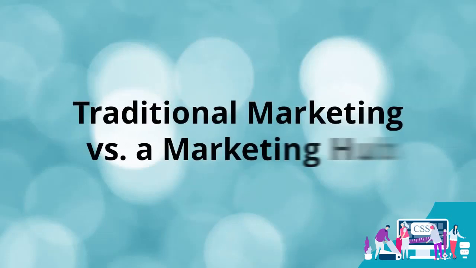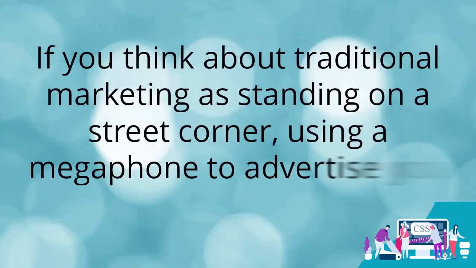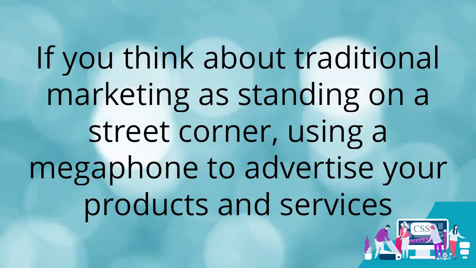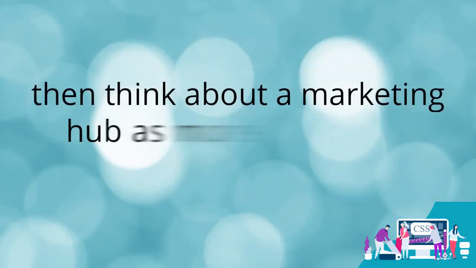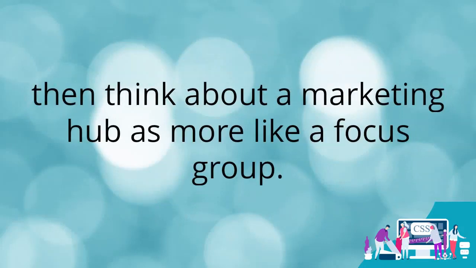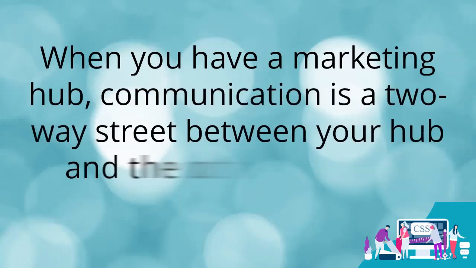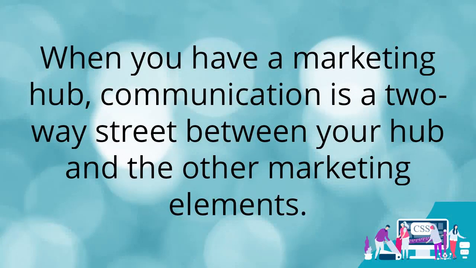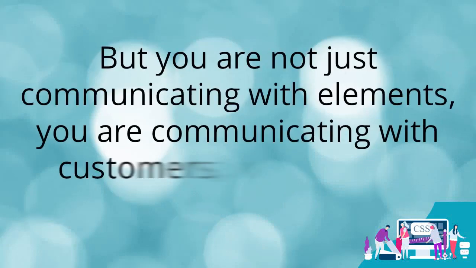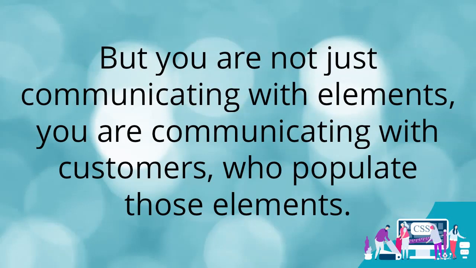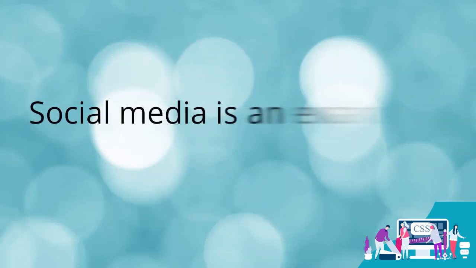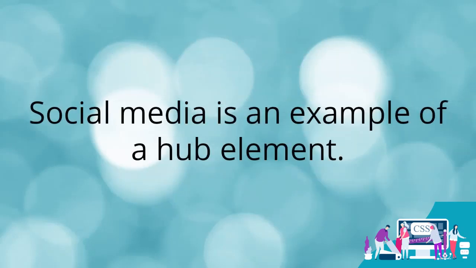Let us compare traditional marketing versus a marketing hub. If you think about traditional marketing as standing on a street corner, using a megaphone to advertise your products and services, then think about a marketing hub as more like a focus group. When you have a marketing hub, communication is a two-way street between your hub and the other marketing elements. But you are not just communicating with elements, you are communicating with customers who populate those elements. Social media is an example of a hub element.